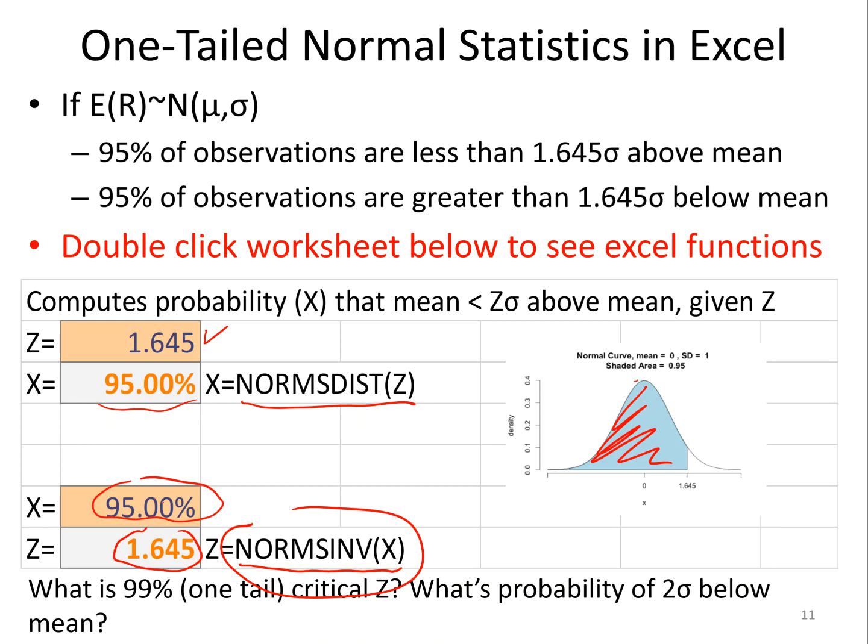Now, if I double-click on the spreadsheet, what you can do is plug in 99% here and see what that critical z value is. Or I can plug in 2 here and see what the associated area is.